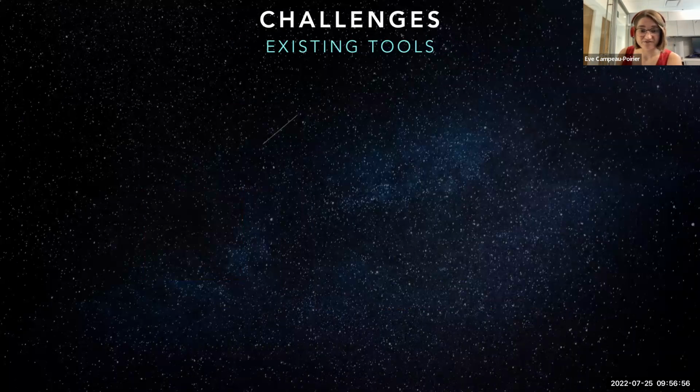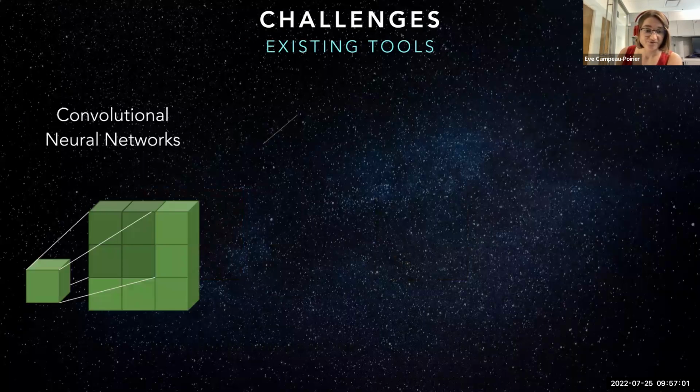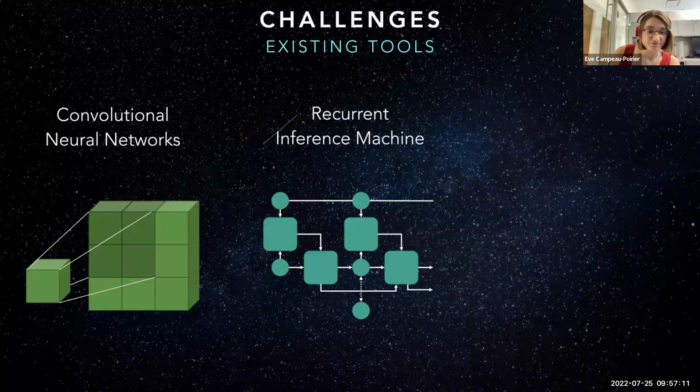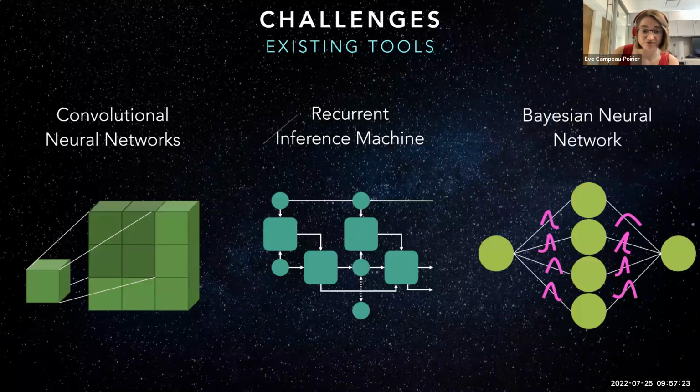Fortunately, we already have machine learning tools to accelerate the modeling of the potential. Here are some of them. Convolutional neural networks process images, which are the type of data containing information about the lensing potential. Recurrent inference machines are used to solve inverse problems, and reconstructing the potential from lensed images is an inverse problem. Bayesian neural networks can approximate distributions, while other networks provide only point estimates. This is important because we want to assess the uncertainties on the results.